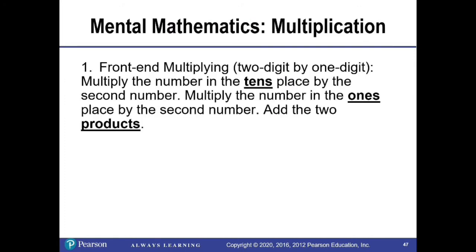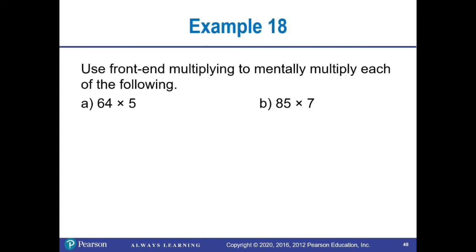So let's look at mentally multiplying numbers. First, we have our front end multiplying. So we multiply the tens place by the second number, and then the ones place by the second number, and we add the two products. Now notice when we do this, we will only have a 2-digit by a 1-digit number.